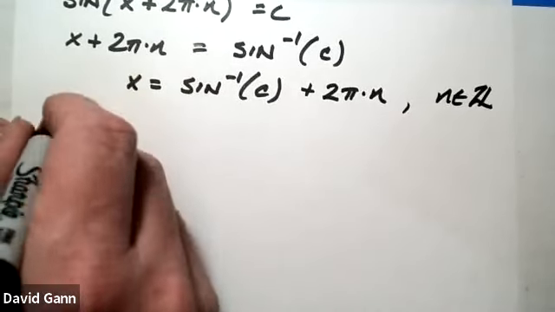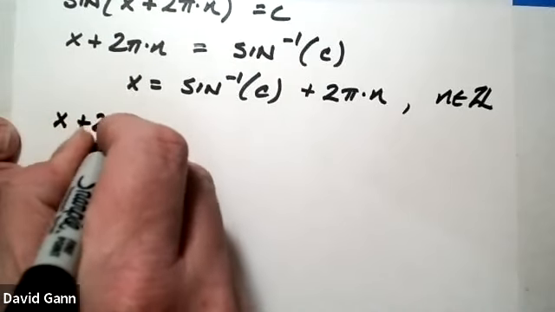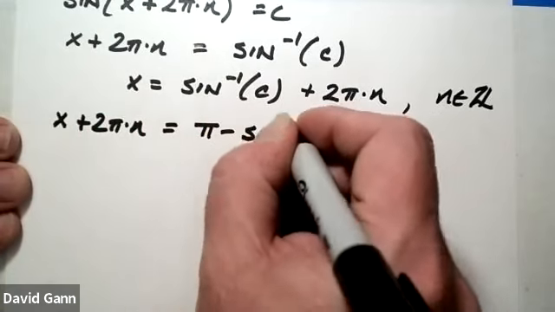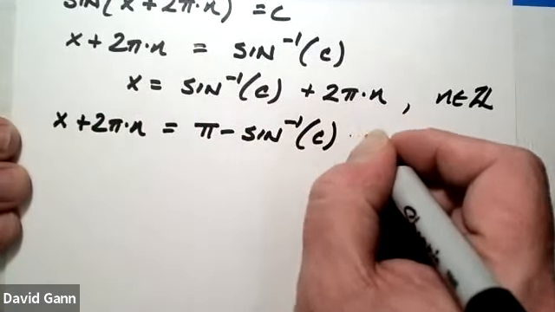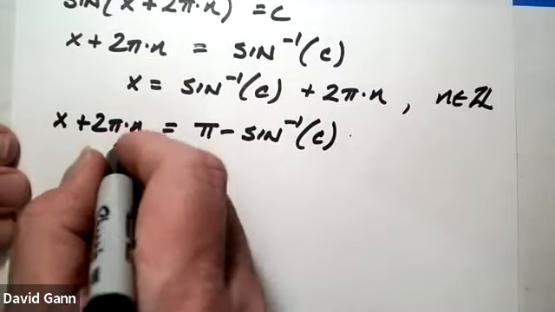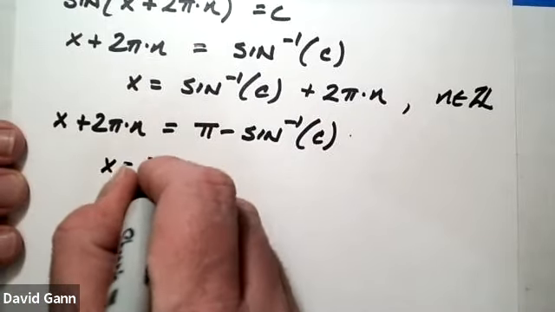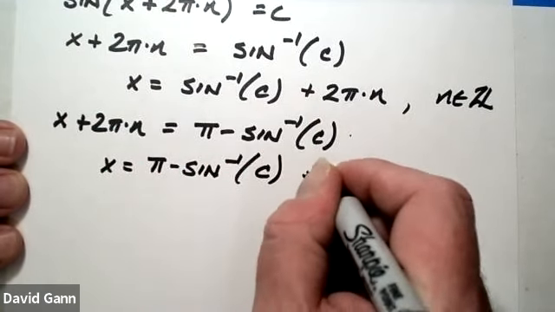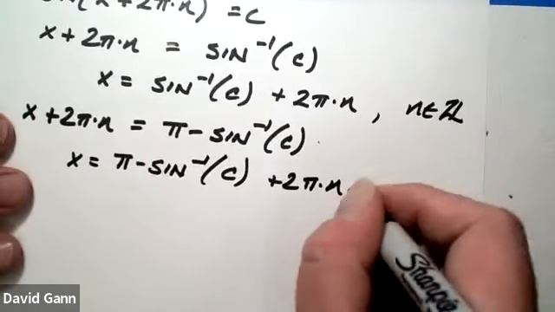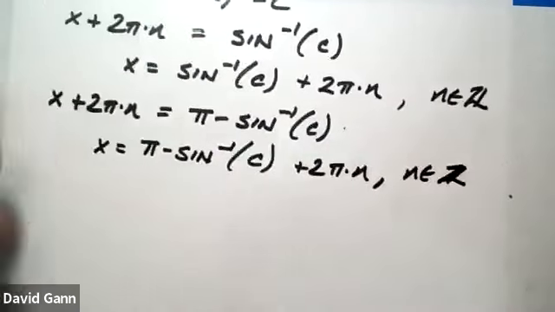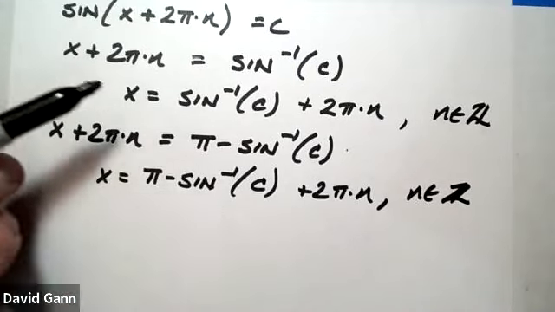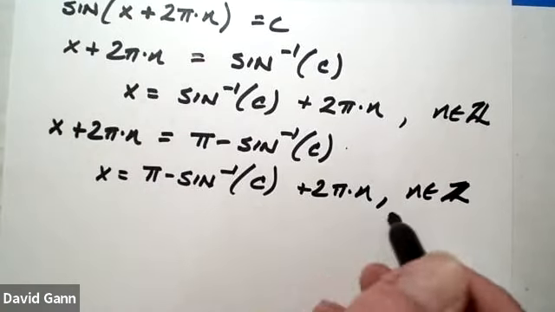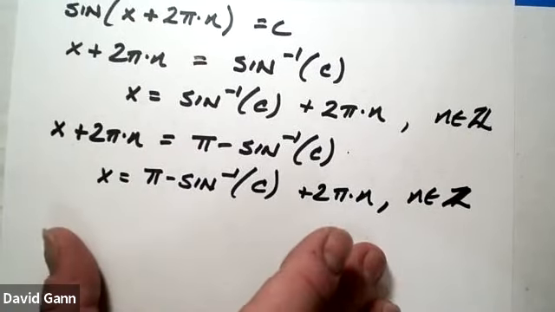But we similarly have x plus 2 pi times n equal to pi minus the inverse sine of c. And when we do the same sort of business to isolate x, we have x is equal to pi minus inverse sine of c plus 2 pi times n, where n is any integer. Again, I've been playing a little loose and fast with the plus signs, but the reality is this is the set of all those solutions, in a nice compact form.